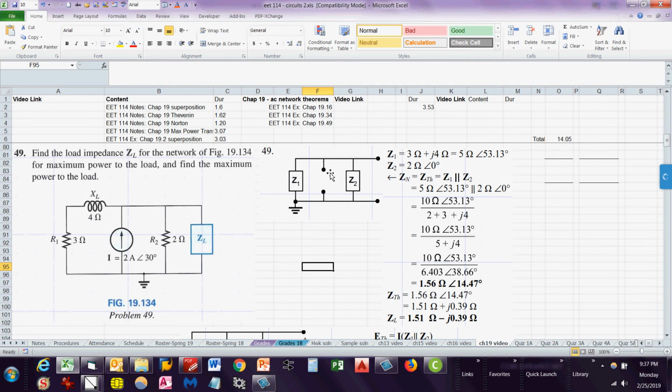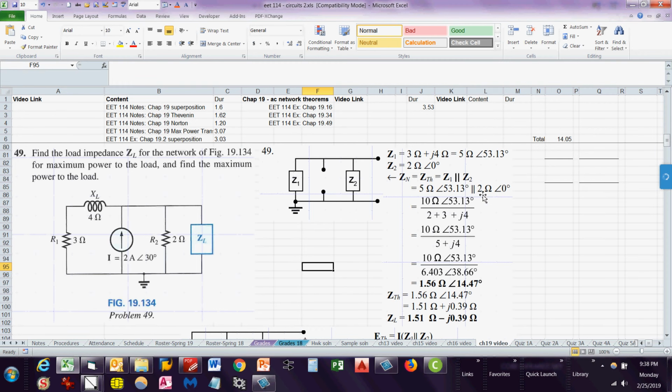Alright, so what we do is we open circuit the current source, and then we have Z1, Z2. They're in parallel, as you can see, across these two terminals. So Z1, they abbreviated it to adding these together in series, so this would be 3 plus j4. And then Z2 is just 2 ohms angle 0. So you find Zn, which is also equal to Zth. Z1 in parallel with Z2.